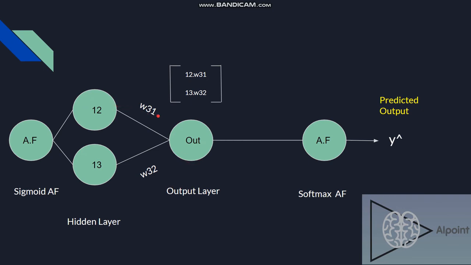If W31 is the weight associated with this and this, and W32 is the weight associated with this and this, then 12 into W31 and 12 into W32. So a 2 cross 1 matrix will be formed in the output layer, and the activation function will be applied again, and the mean of these values, no matter how many values there are, will be taken as the predicted output.